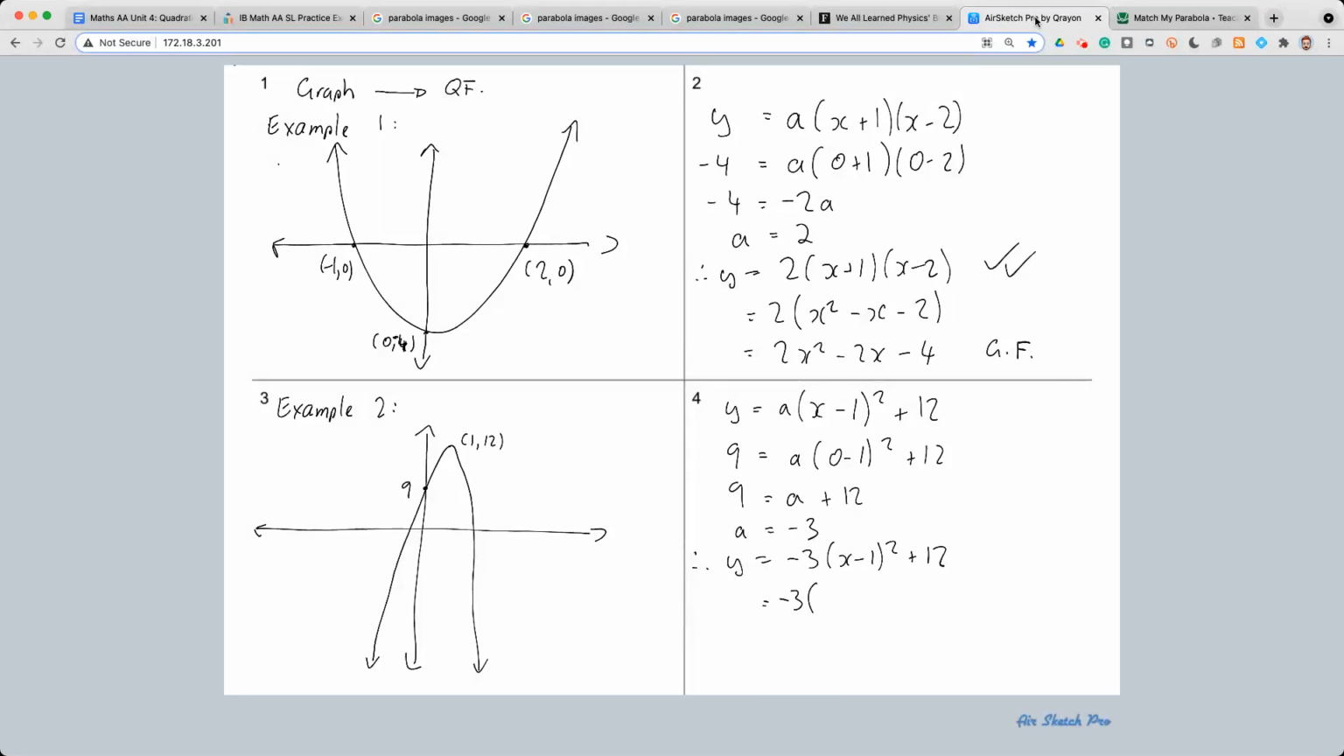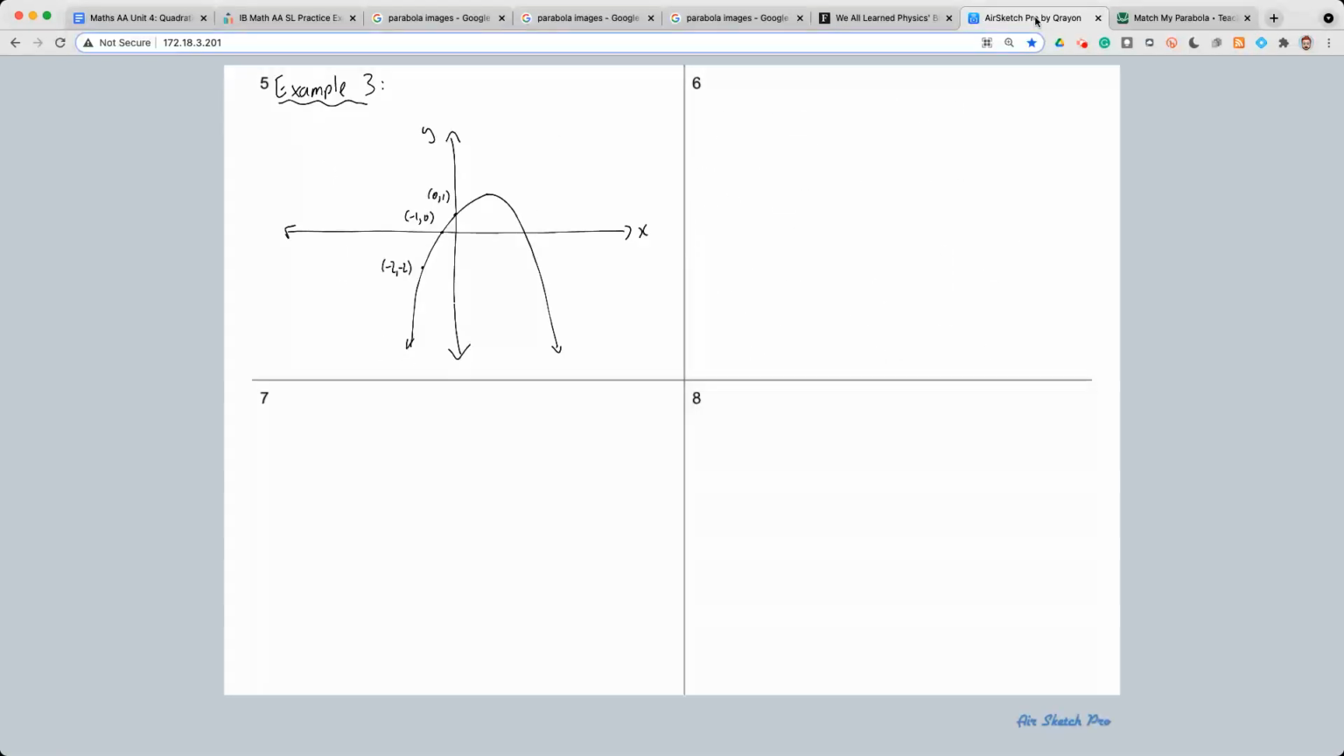You should know your perfect squares. So it should be x squared minus 2x plus 1 as the expansion of (x minus 1) squared. And that's equal to minus 3x squared plus 6x minus 3 plus 12. And finally, we've got minus 3x squared plus 6x plus 9. And that's it. That's the gluten-free form. Any questions? Moving on.